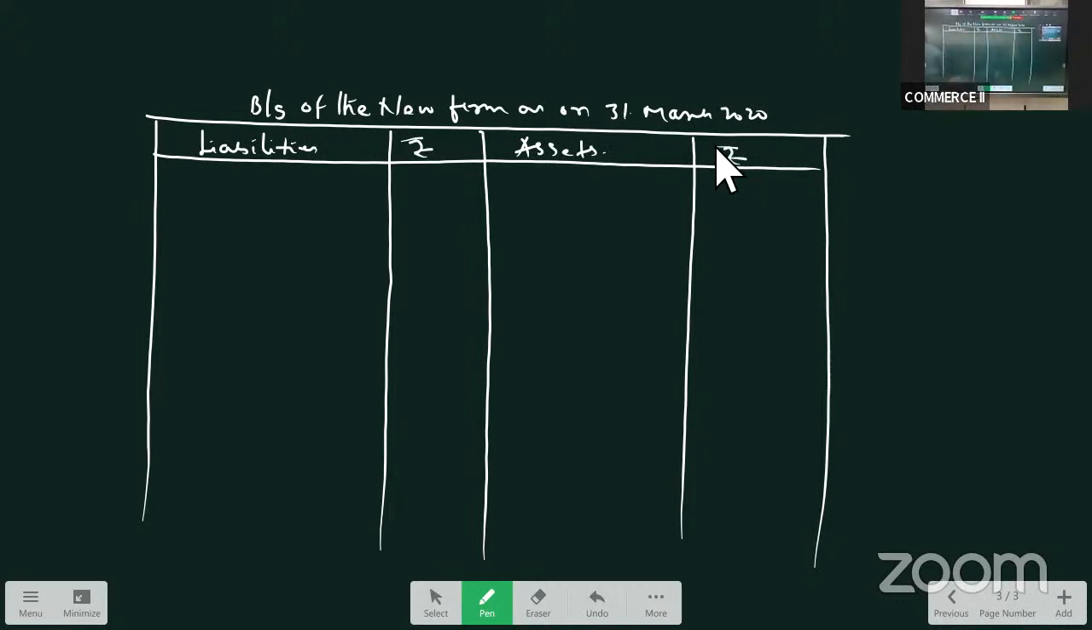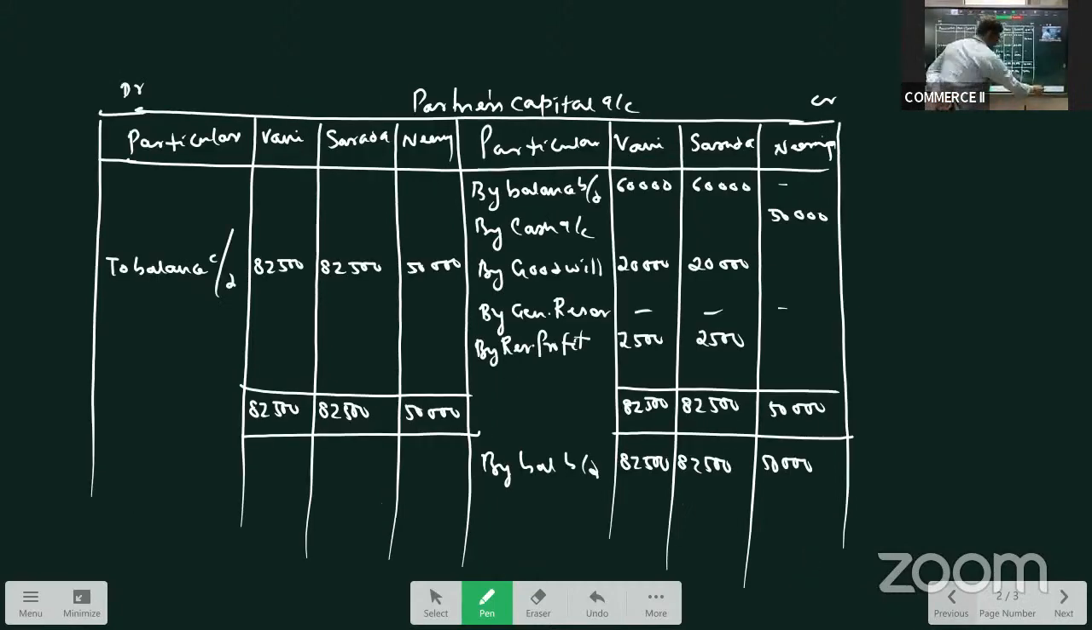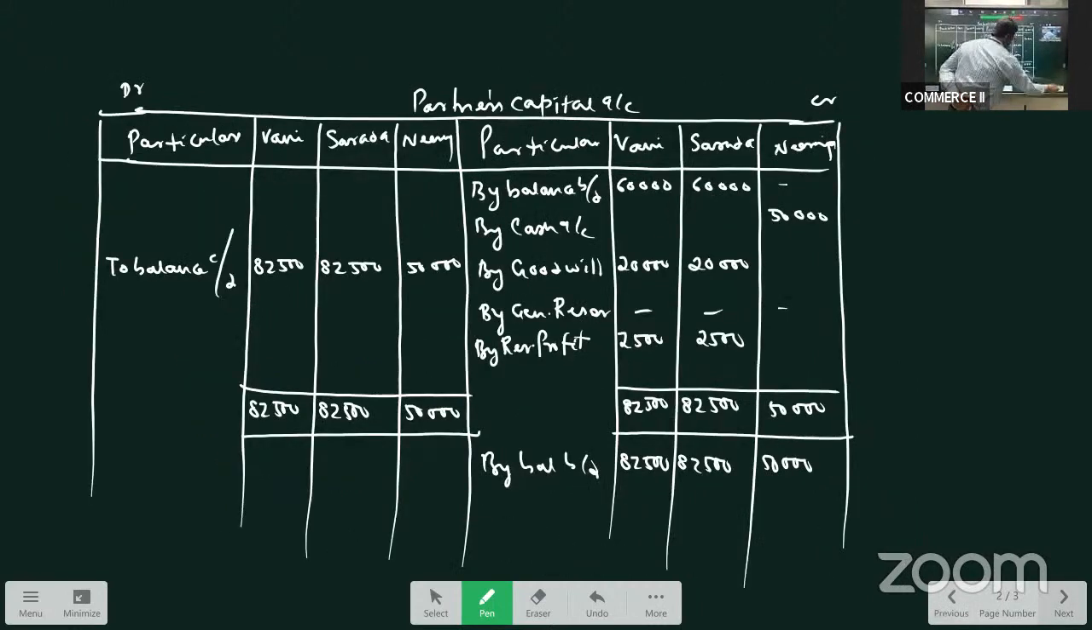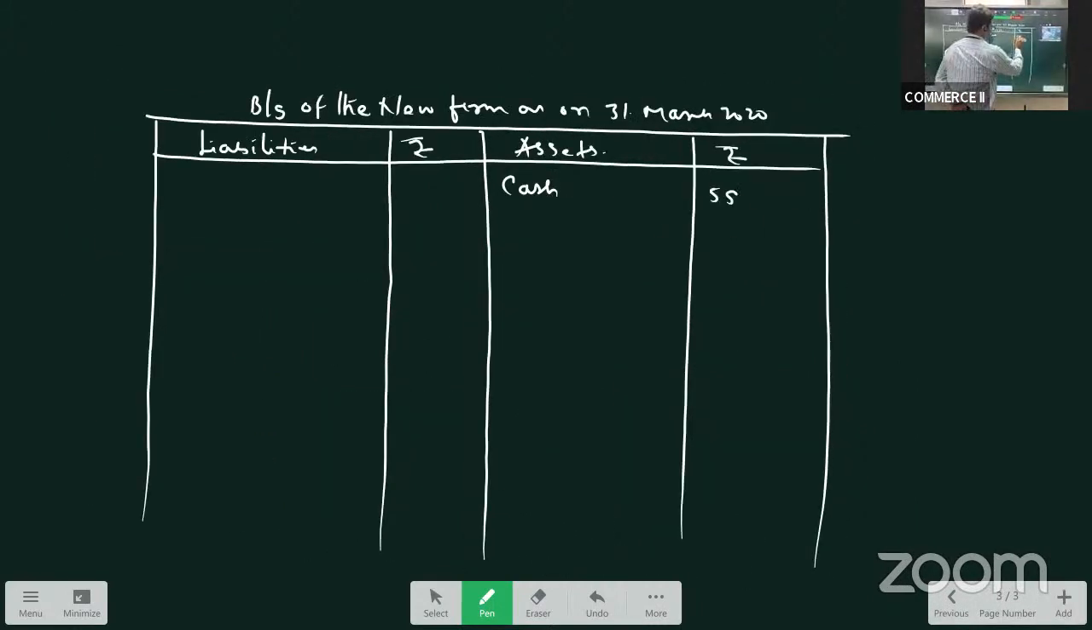So get ready. We are doing balance sheet. As I said, we'll do it in the same sequence as given. What is the first item? Cash. Take cash. How much we have? We had prepared cash account. What was the balance? We had 58,000. So we'll take 58,000. Bank, you can take this in cash and bank account also, or else you can show it separately, not an issue. Bank, it is 12,000.